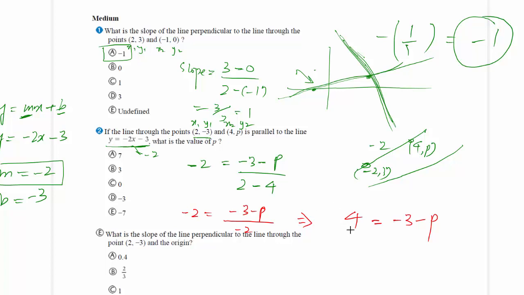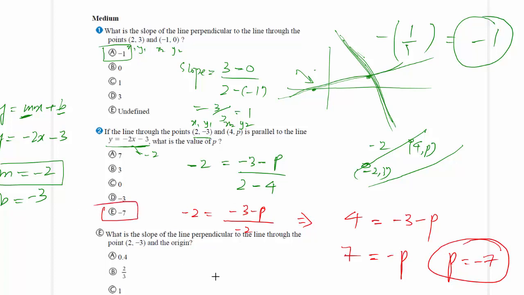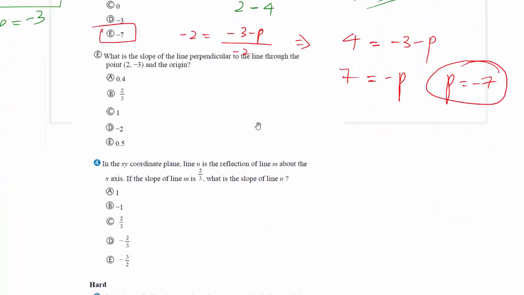So when you multiply negative 2 to both sides, you'll get negative 2 times negative 2 will be 4 equals negative 3 minus p, and adding 3 to both sides you'll get 7 equals negative p, or p equals negative 7. So the value of p is negative 7, and that is the option E. Now let us see question number 3.